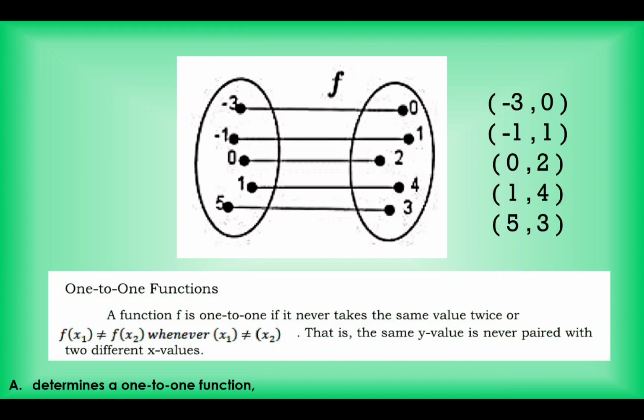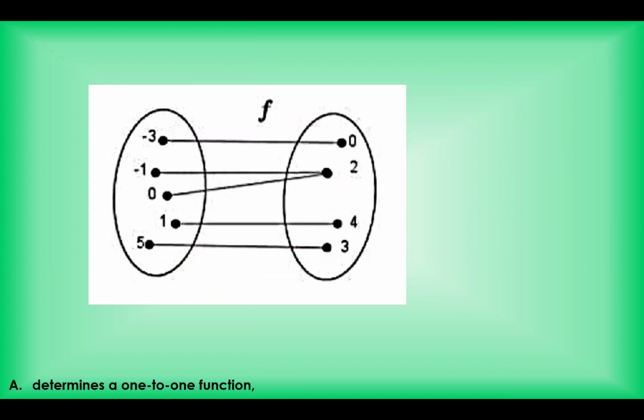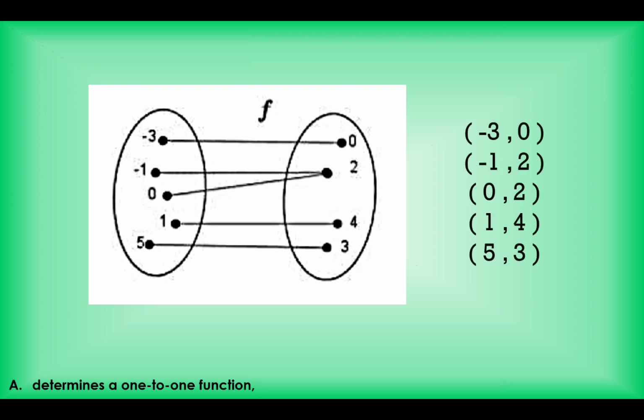Kaya mas madali siya maintindihan kapag meron tayong gagamitin na line connector sa ating x-coordinate at y-coordinate. This one is not an example of one-to-one function. Kasi kung makikita nyo, yung ating ordered pair, meron tayong naulit na value sa y. So this one is not a one-to-one function, but rather many to one.